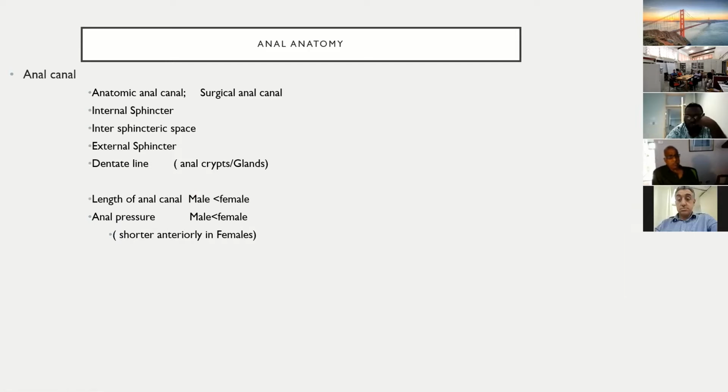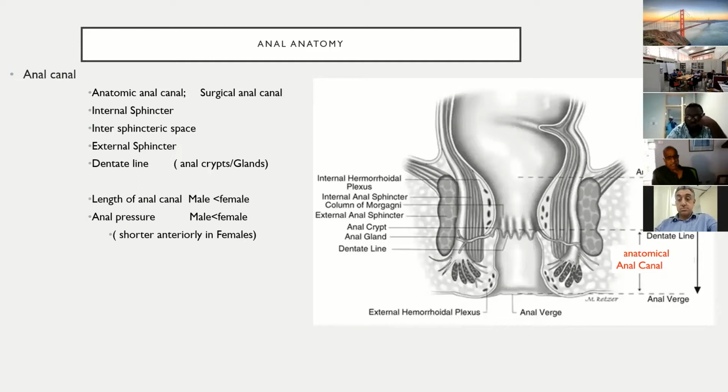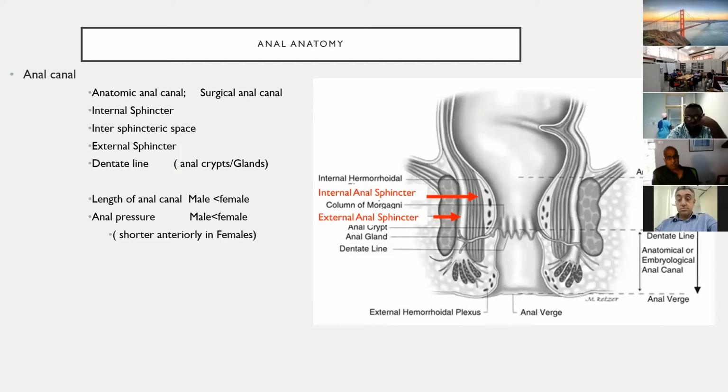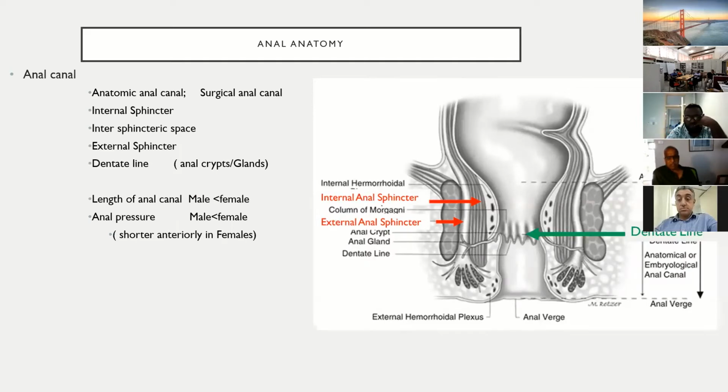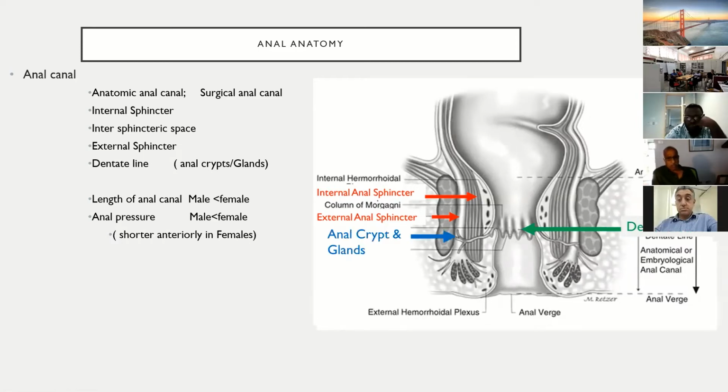Now, anal crypts are very important. They start at the dentate line, and they spread in between the internal sphincter, up and down, and also through the external sphincter, which means that this can cause anal fistula and abscess.